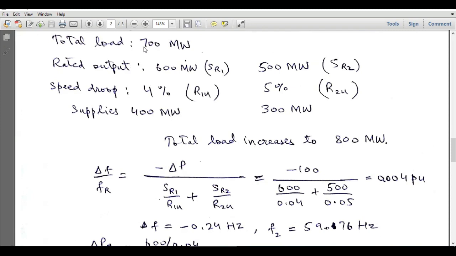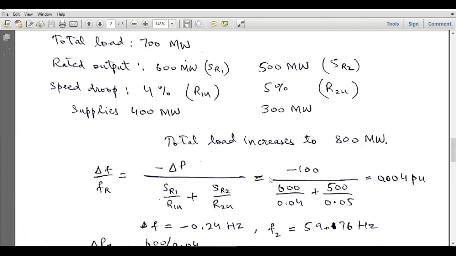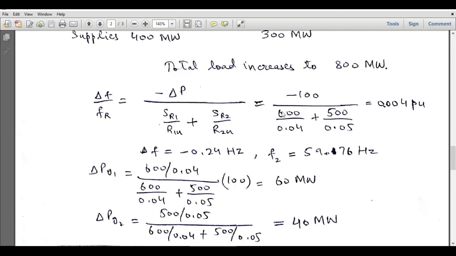Now let's assume that our total load increases to 800 megawatts. Initially it was 700 megawatts, now it becomes 800 megawatts. So our delta P is equal to 100, right? So delta P is equal to PG2 minus PG1, and that will be equal to 100, and delta F over FR is equal to minus delta P over this expression. So this is the same expression that we have derived in this slide, and you have all the quantities, and you can evaluate this value of 0.004 per unit, right? So this is our per unit deviation in the frequency.